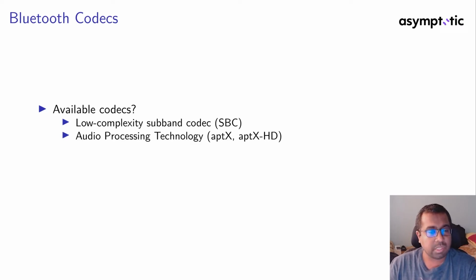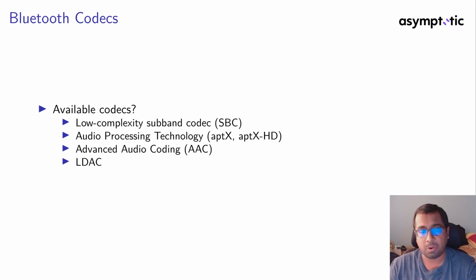There is audio processing technology or aptX. Then we have advanced audio coding or AAC. AAC has been standardized by ISO and IEC as part of the MPEG-2 and MPEG-4 specifications. And then we have LDAC. Now, while SBC is mandatory for the A2DP profile and is available on every device which supports A2DP, the others are not found on all devices.